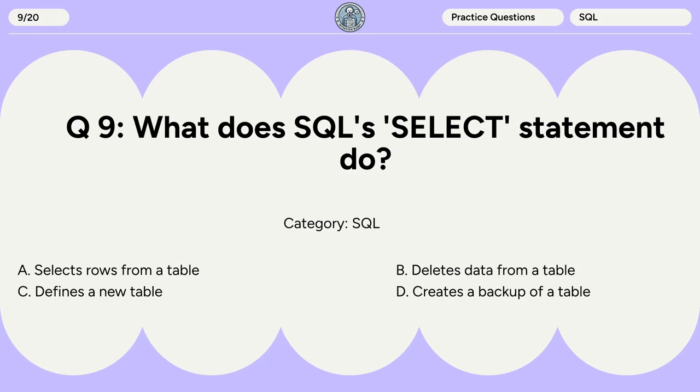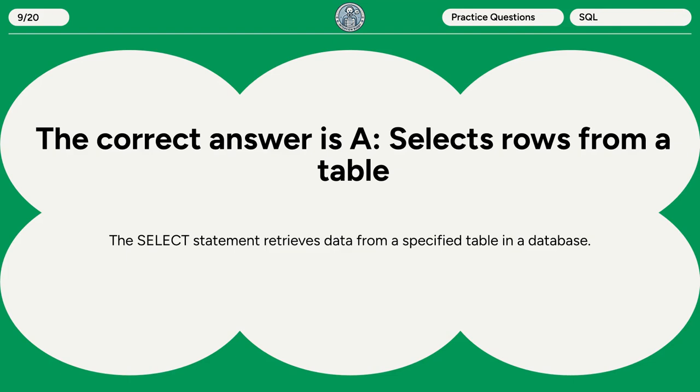Question 9. What does the SQL SELECT statement do? A. Selects rows from a table. B. Deletes data from a table. C. Defines a new table. D. Creates a backup of a table. The correct answer is A. Selects rows from a table. The SELECT statement retrieves data from a specified table in a database.